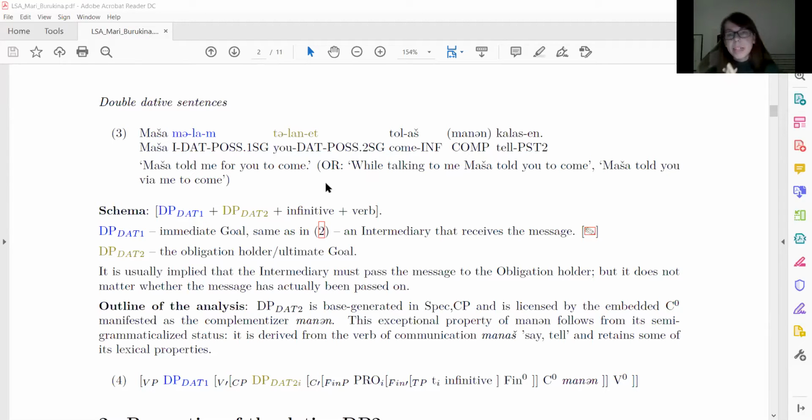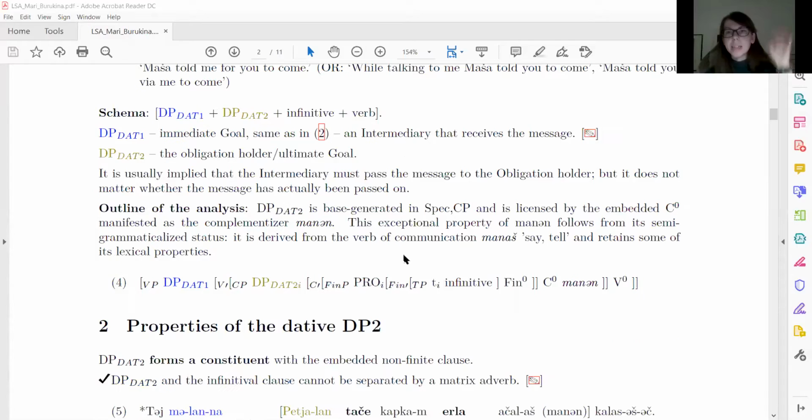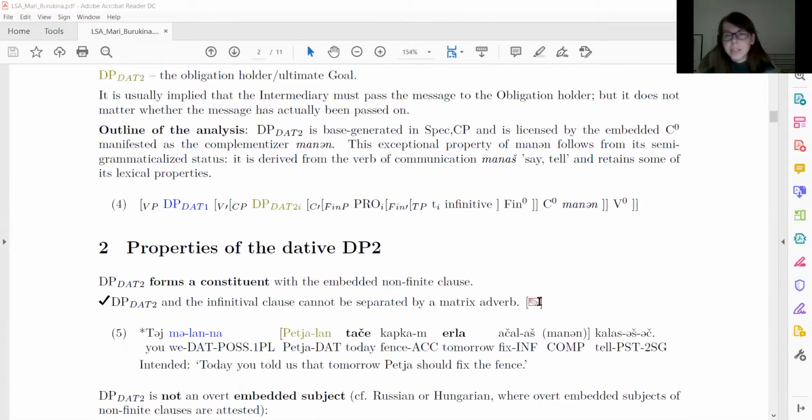And my claim is that this embedded C head, manifested in Mari as this complementizer manen, has this exceptional property because it is a semi-grammaticalized functional element. So it is being derived from this verb of communication manash, to say, to tell, and it still retains some of its lexical properties, namely the ability to assign this goal or address, call it what you want, thematic role to its argument. And unfortunately, I will have to skip some pieces of data, but you can see them in the appendix to the handout.